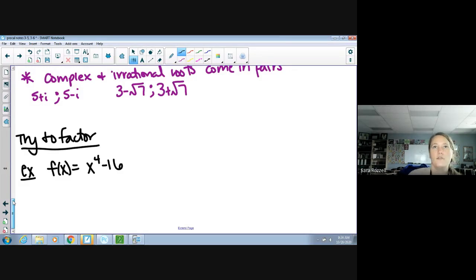So if you have x to the fourth minus 16, if your eyes are shut and you're laying on your pillow, I would suggest sitting up. Thank you. These are both perfect squares. 16 is a perfect square. x to the fourth is a perfect square. So we can factor them.